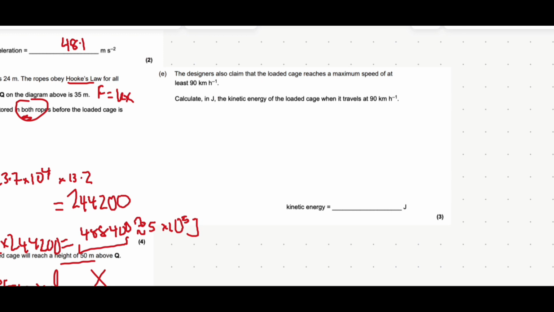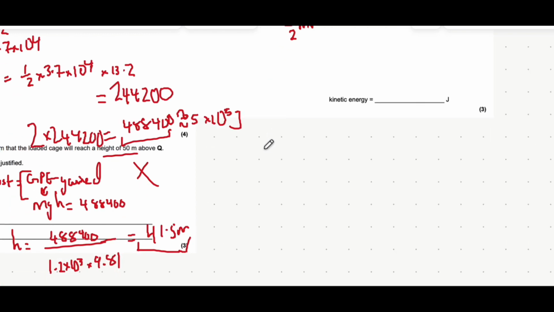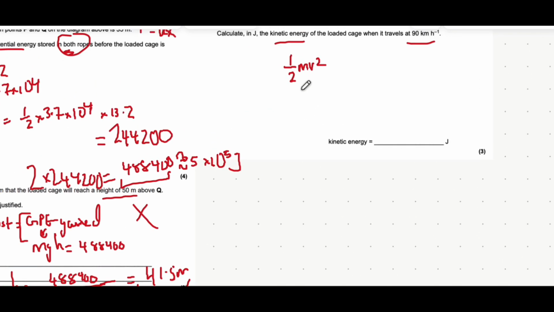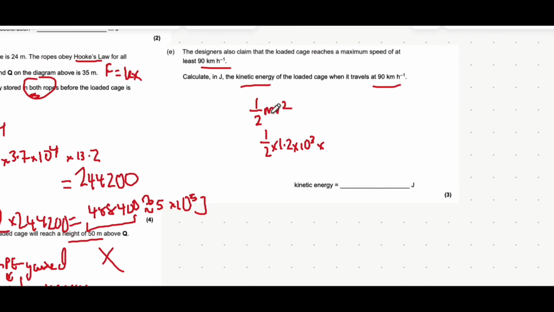The designers also claim that the loaded cage reaches a maximum speed of at least 90 kilometers per hour. Calculate the kinetic energy when it travels at 90 kilometers per hour. Okay, so kinetic energy, the equation for that is a half mv squared. We know the mass of the system, we just use that same mass again, 1.2 times 10 to the power of 3. But do we know the velocity? Sorry, I'm just going to quickly write this out. 1.2 times 10 to the 3. Well, we don't know the velocity directly because it's given in kilometers per hour. We have to convert it into meters per second.